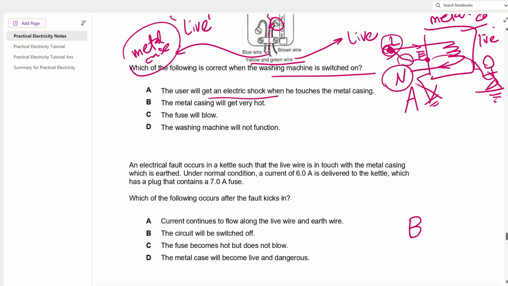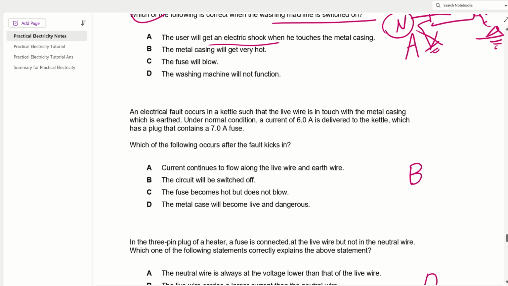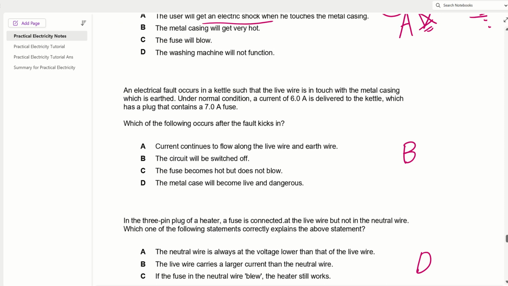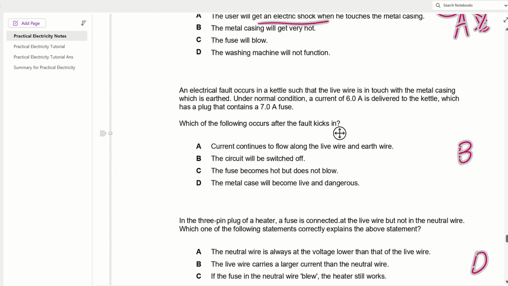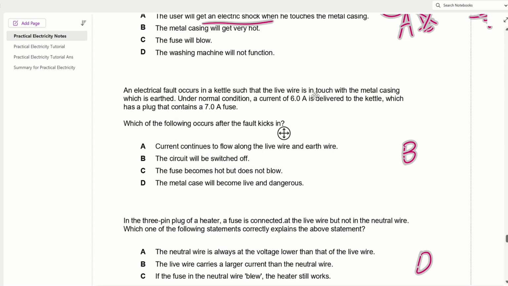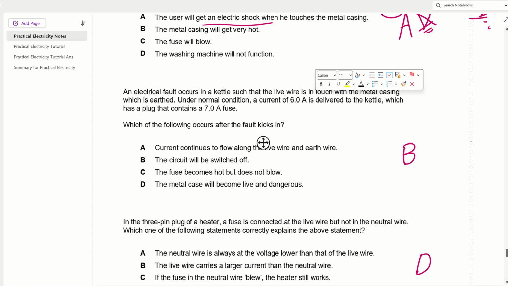Okay. Next, electrical fault occurs in a kettle such that the live wire is in touch with the metal casing. So this is an electrical fault, which is earth. Under normal condition, a current of 6 amperes is delivered to the kettle, which has a plug that contains a 7 ampere fuse. Which of following occurs after the fault kicks in? Okay, the circuit will be switched off.